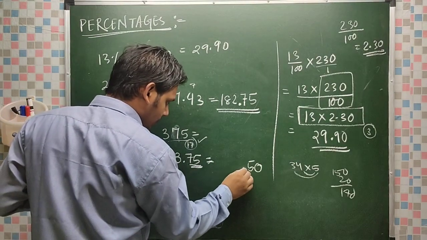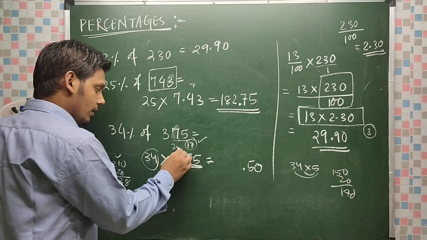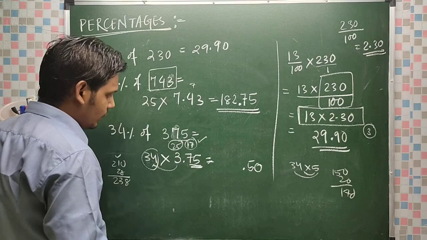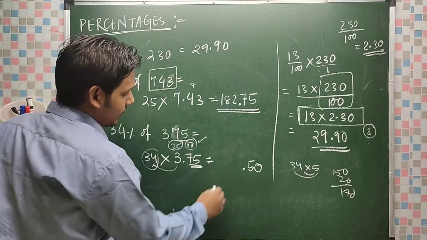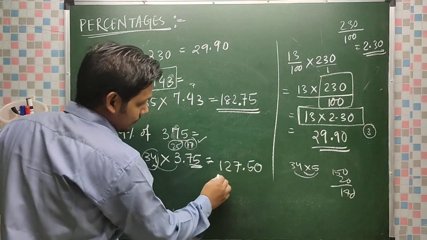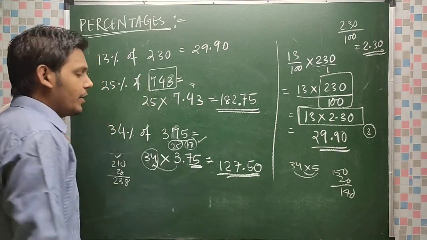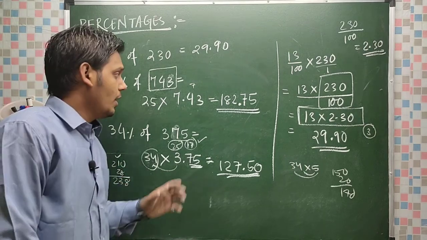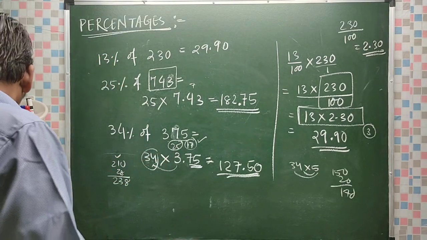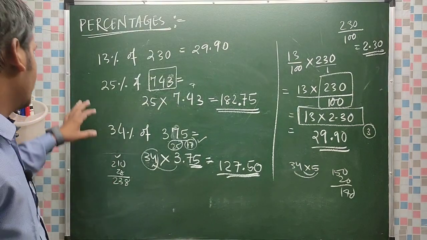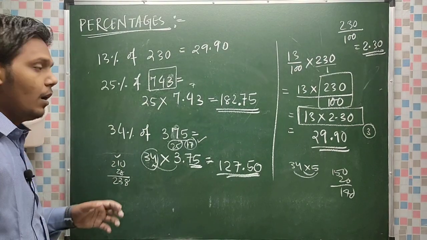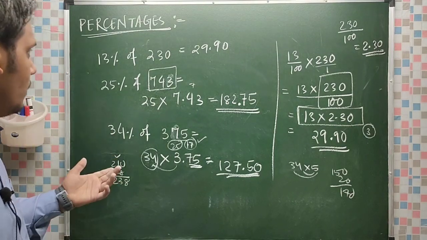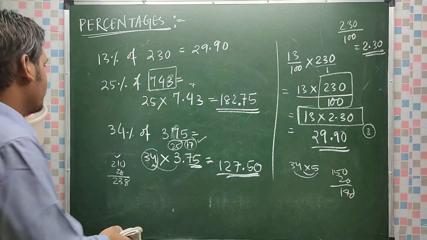So 5 you keep, and 25 you carry. Now 3 into 34 is 102. 102 and 25 is 127. So the answer is 127.50. In this manner you can evaluate any percentage given randomly, like 13, 25, 34. Again I will discuss another example so that it will be better for you to understand.